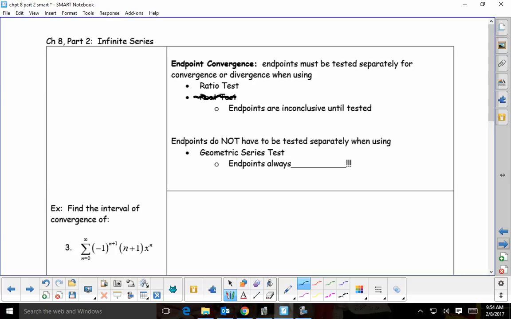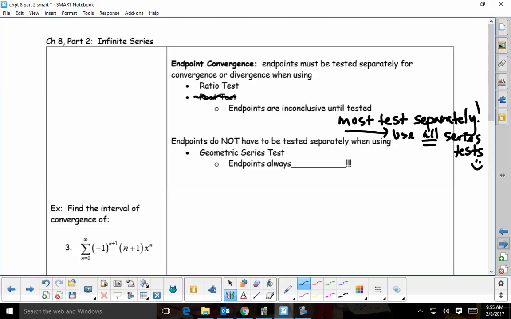So here we've already discussed that endpoints are inconclusive, and we must test separately. And that means I'm going to have to use my flippy flappy on my series. You guys are already thinking, yes! I was hoping we still got to use those. So we're going to use all those series tests. Now in 8-9 or 8-10, I forget, but on down the road, we are going to see some where we will use the geometric test.